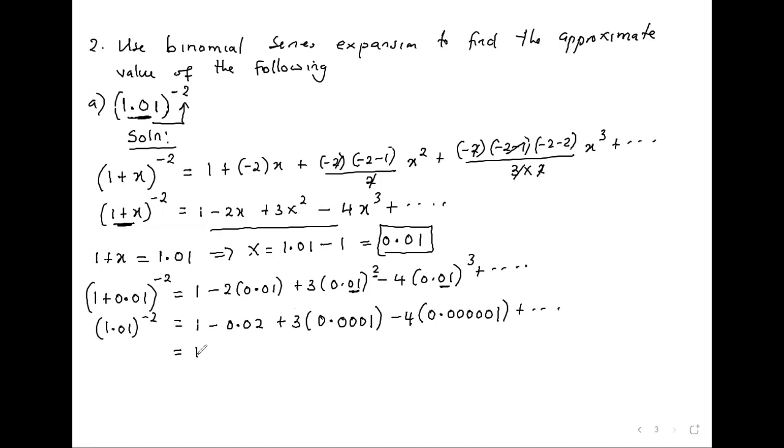Then you expand again. So I have 1 minus 0.02 plus 0.0003 minus 0.000004, like that. Then we have 2 things to do in subtracting and addition. So let's just add 1 plus 0.0003. It will be 1.0003. And then we also add this 0.02 minus this one. They're all negative, so we'll have minus 0.020004.